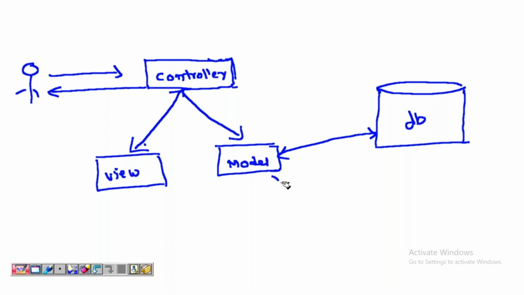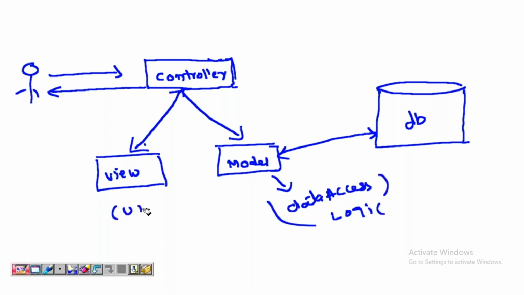Now here, which logic will each contain? The model will contain which logic? Data access logic. Now the view will contain which logic? UI logic. And the controller will contain which logic? The controller will contain execution logic.